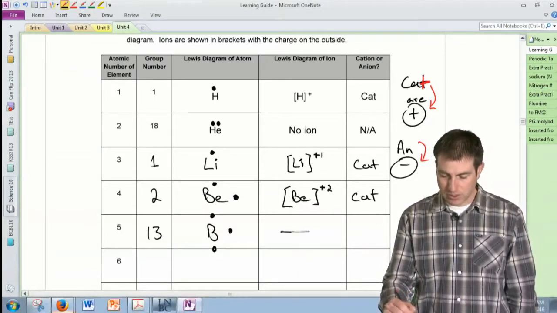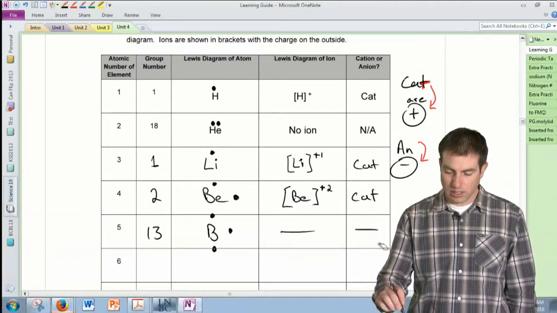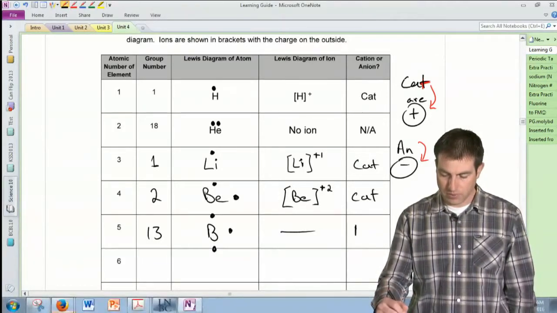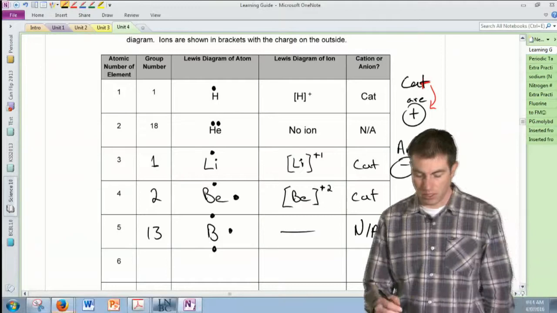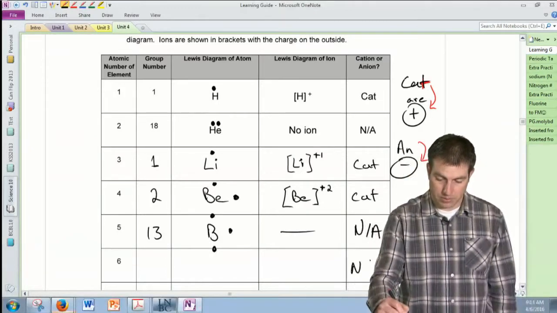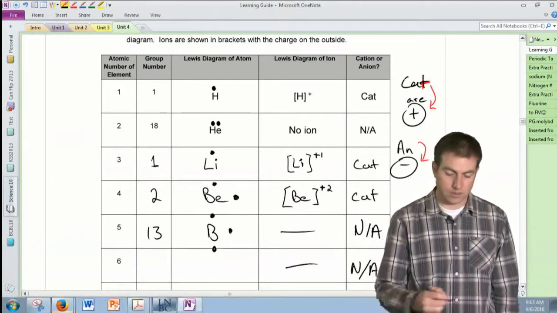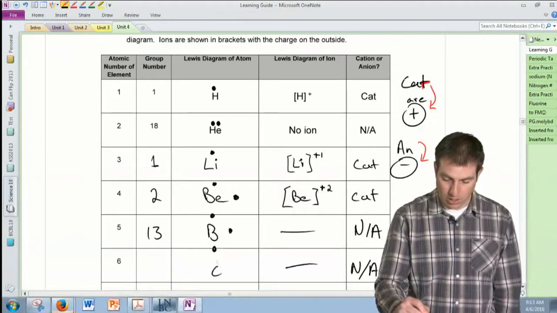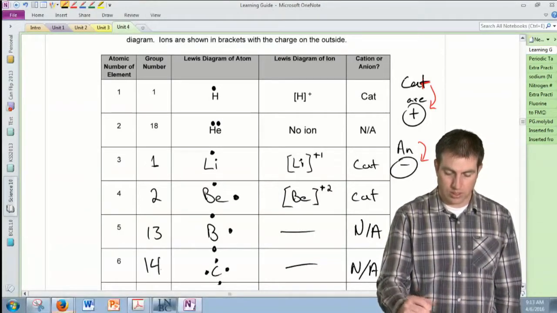I'm not sure what the answer says in the back there, but generally speaking, boron and carbon aren't going to form ions. Carbon is in column 14. It has 4.